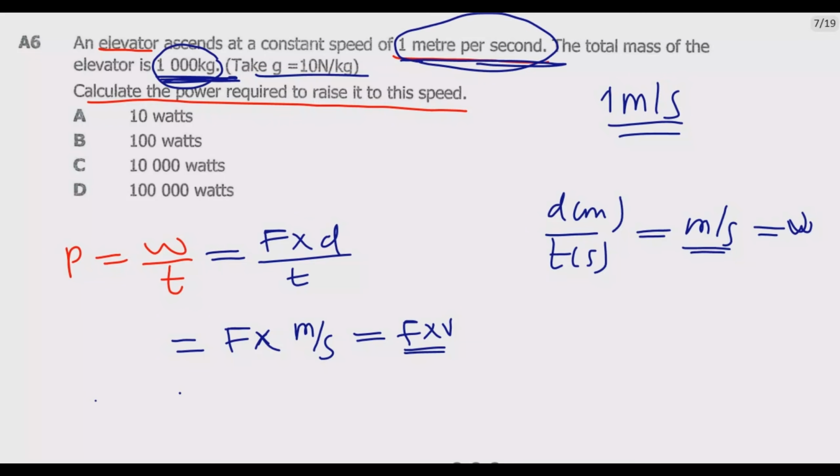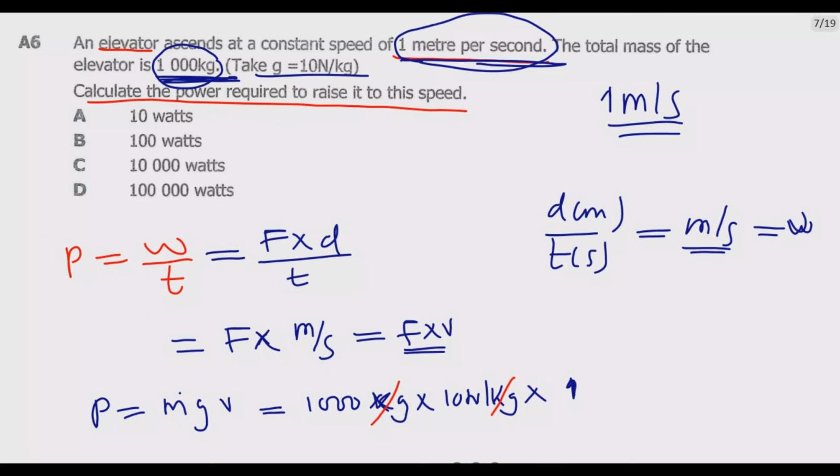So meaning power, which we are required to calculate, will be force times velocity. Force is equal to mass times gravity. So mass times gravity times velocity will give us the power. Mass is 1000 kg multiplied by gravity, which is 10 Newton per kg, then multiplied by velocity, which is 1 meter per second. So the kg and kg cancel, and what remains is in meters per second.